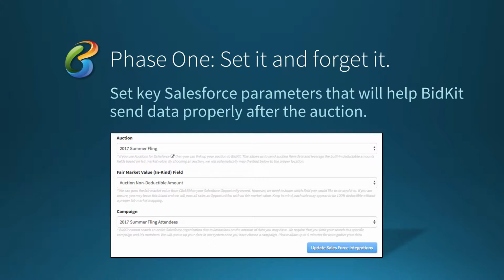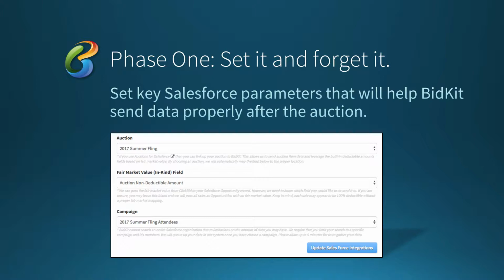And what that does is when we send a sale back to Salesforce, we're going to be able to tell Salesforce that, okay, this sale is for $100, but 50 of it was an actual fair market value. So then Salesforce will be able to pull up the proper reports.